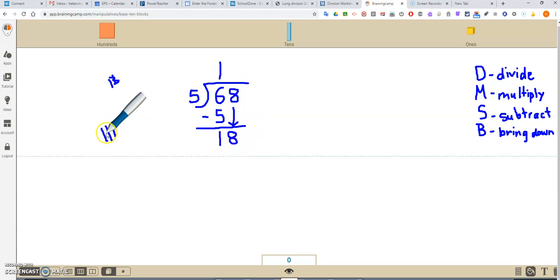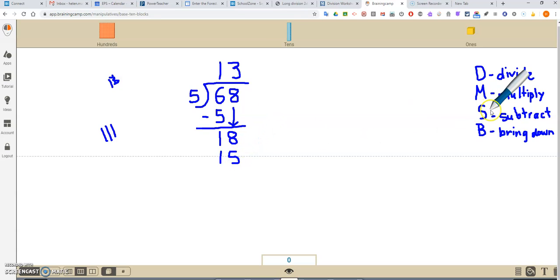So how many 5s make close to 18 without going over? Well, 3 5s make close to 18. So this is exactly the same as if I stuck 3 units into each group of 5 right now. Okay, so mother says multiply. 3 times 5 is 15.